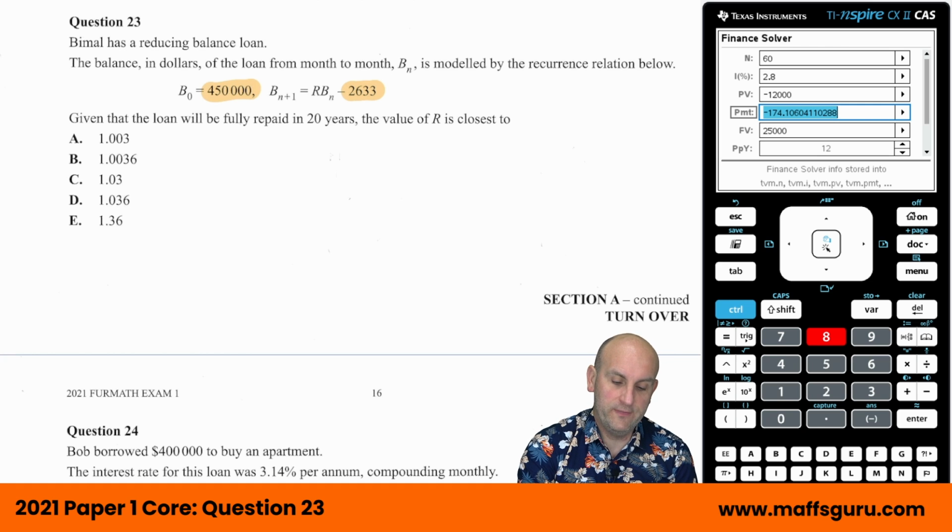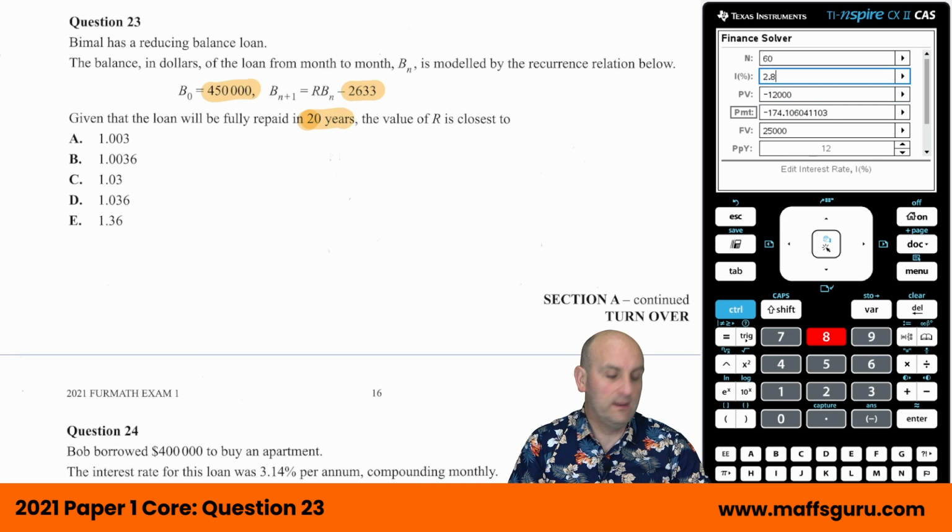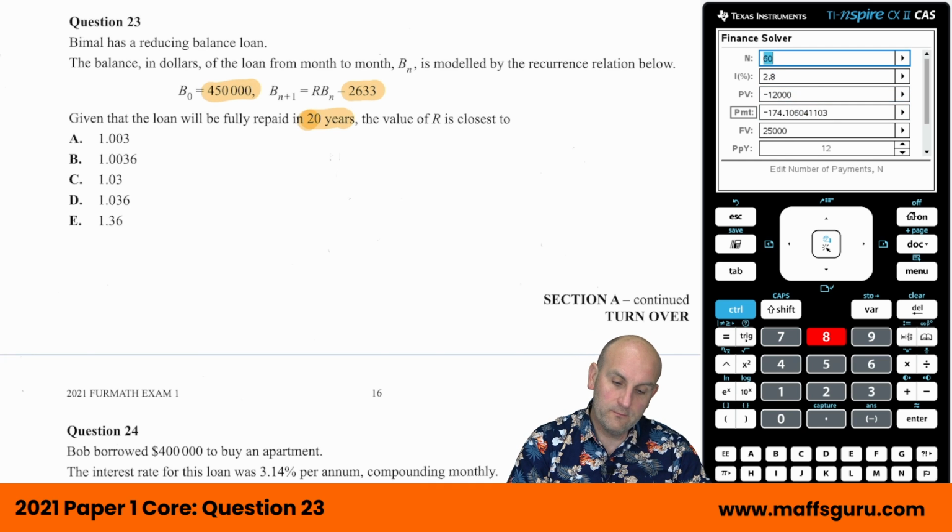We're going to try and find the interest. We've got the number of years. So what I did there was I said, what was it? Interest is paid from month to month. Model balance in dollars from month to month. Okay, so first thing is 20 times 12, which gave me 240.